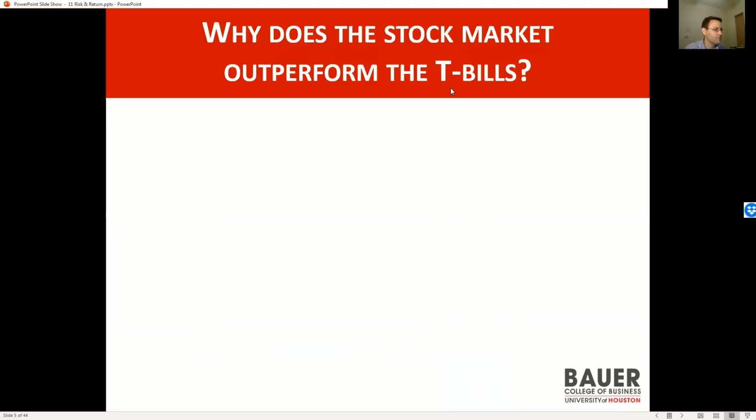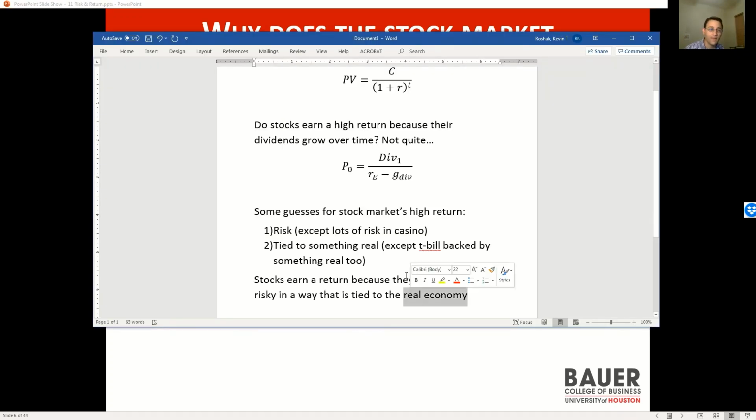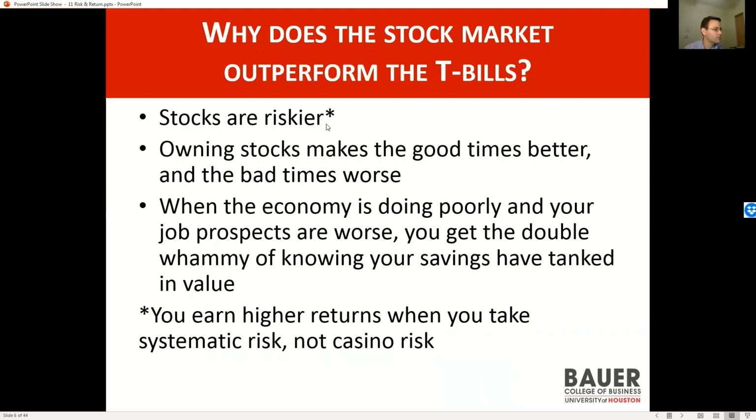So why does the stock market outperform the T-bills? The risk is what we call systematic. It's tied to the real economy. So in words, stocks are riskier, yes, but they're riskier in a very particular way. They're riskier in a way that connects to the entire economy, to this systematic risk, we call it, which is different than going to a casino and taking a synthetic risk that way.